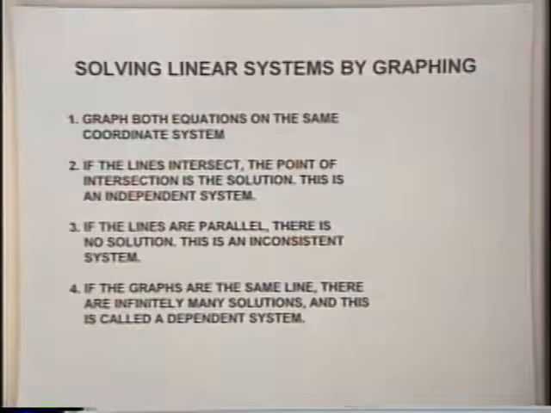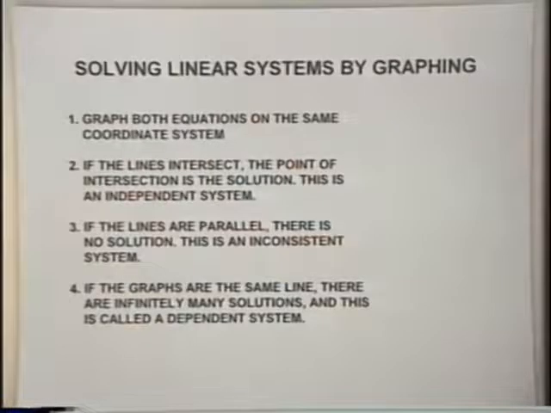To solve linear systems by graphing, we will follow these steps. First, we will graph both of our equations on the same coordinate system. Second, if the lines intersect, this point of intersection will be the solution to our system, and this type of system is called an independent system.